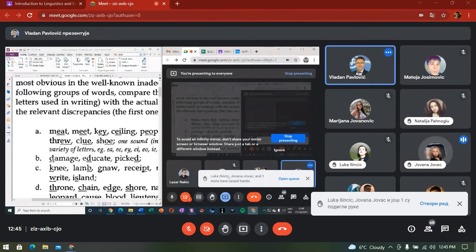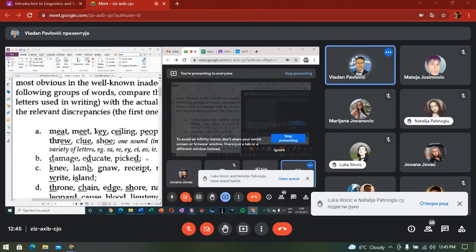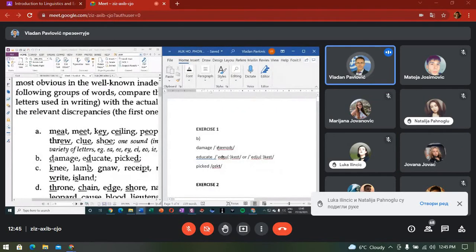Jovana? What I think we have here is that the sound for the letter D, orthographically represented as D, may differ considering the situation. For example, in damage, we have a clear D. In educate, it's a little bit softer, leaning towards J almost. And in picked, we have a clear T. So here in damage, we have a clear D.